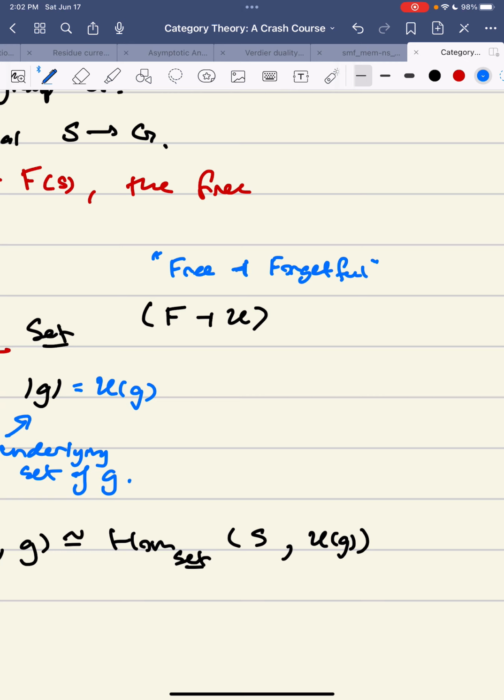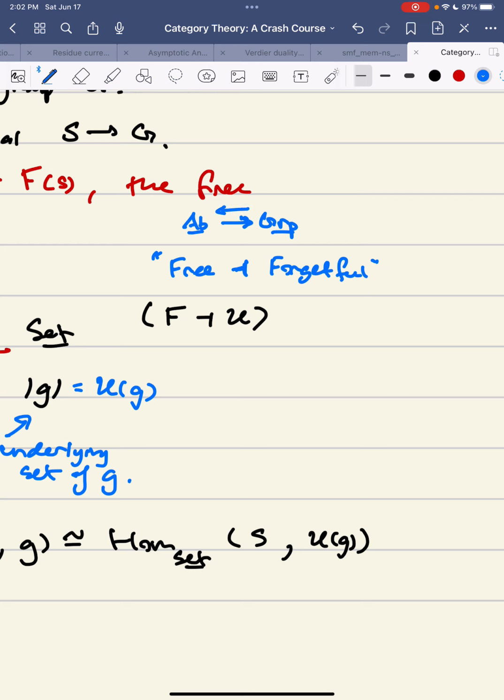Free forgetful adjunctions pop up all the time. Say you have an abelian group and you have a forgetful functor to the category of groups. You can go from the category of abelian groups and forget that you are an abelian group, you're just a group. This defines a functor, and you could ask, does this thing have an adjoint? Is there a universal way of taking a group and turning it into an abelian group? Yeah, you mod out by the commutator subgroup. So there's an adjoint pair there.